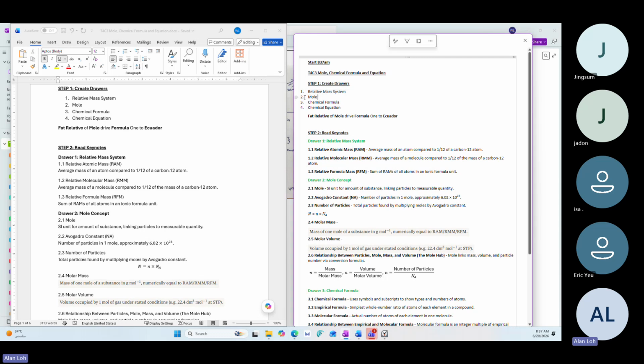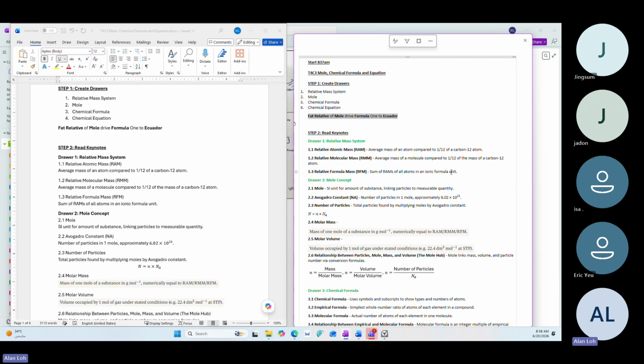Drawer number 2 is mole. Drawer number 3 is chemical formula. Drawer number 4 is chemical equations. So let's, as usual, create this main story to help you to remember the name of the drawer in sequence. I have this fat relative of mole. Mole is a type of animal, right? So the fat relative of mole drive Formula 1 to Ecuador.